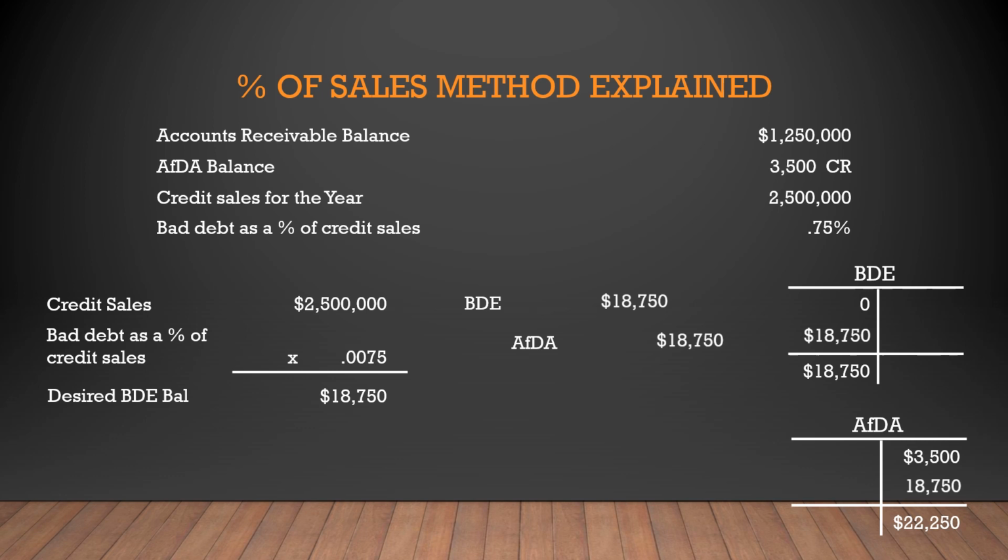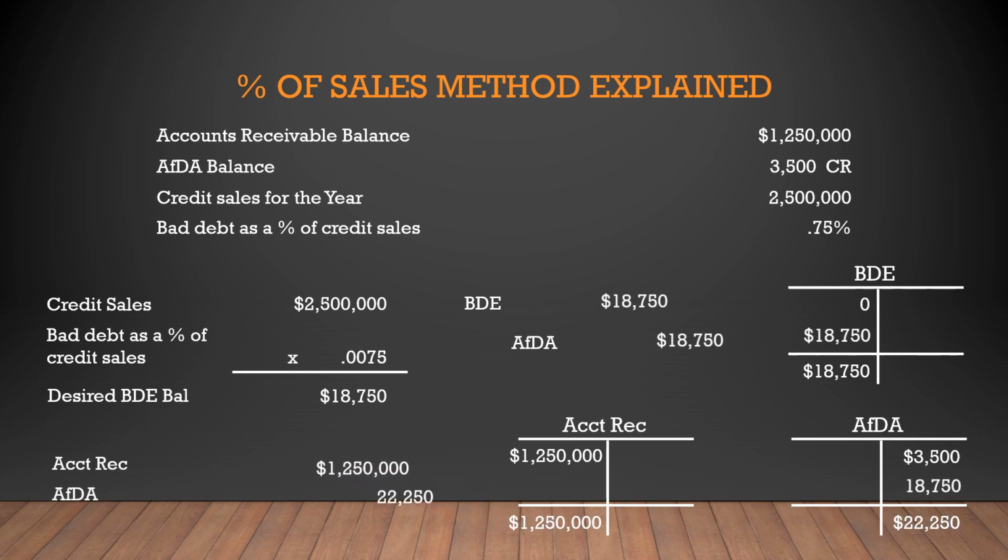How will this flow through to the balance sheet? Our AR balance is $1,250,000 in debits. On the balance sheet, that debit AR balance will be paired with the credit balance in AFDA to yield a net realizable value of $1,227,750.